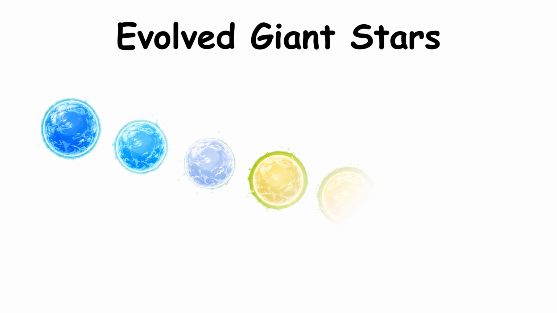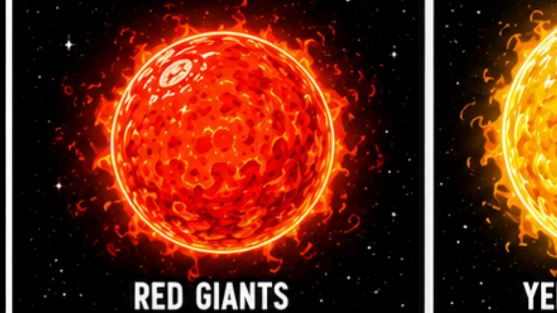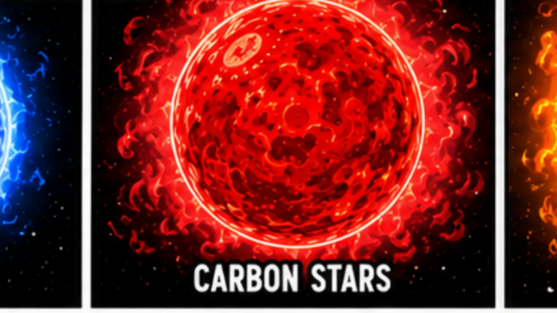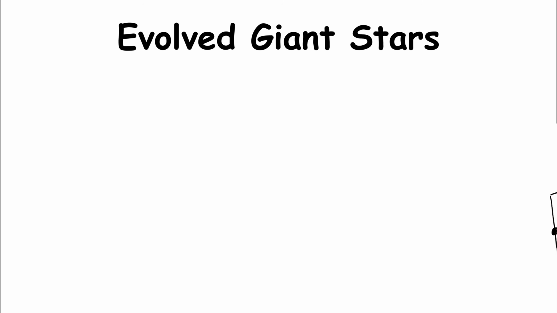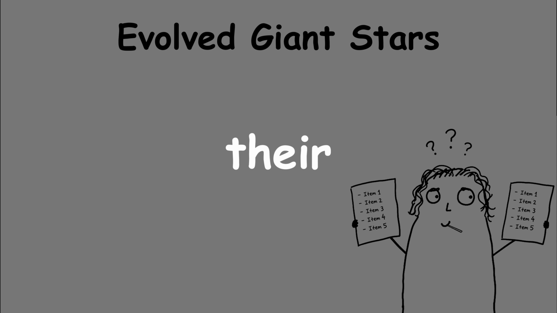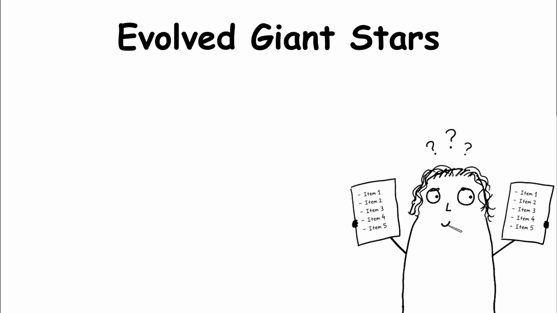Similar to main sequence stars, evolved giant stars are classified from coolest to hottest stars, including red giants, yellow giants, blue giants, carbon stars, and hypergiants. Since their classification is similar to that of main sequence stars, I will focus on their specific stellar properties instead of explaining each type individually.